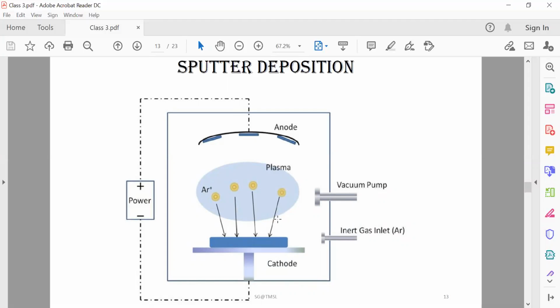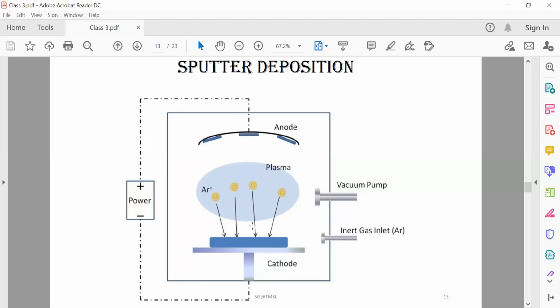So this is less than 10 centimeter. We have seen argon plasma is sustained between the electrodes. Okay, less than 10 centimeter. The closer the target is to the wafer, the higher the deposition rate, obviously. So if the target is close to the wafer, the deposition rate will be higher.